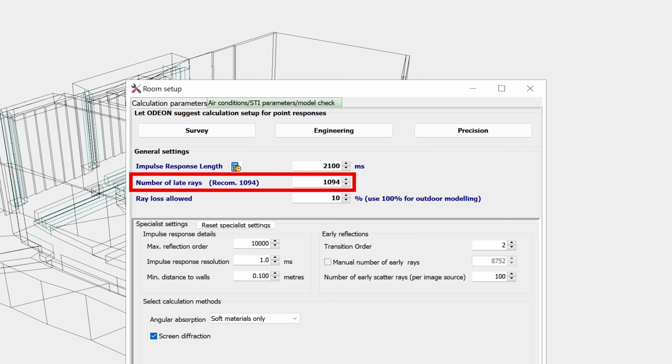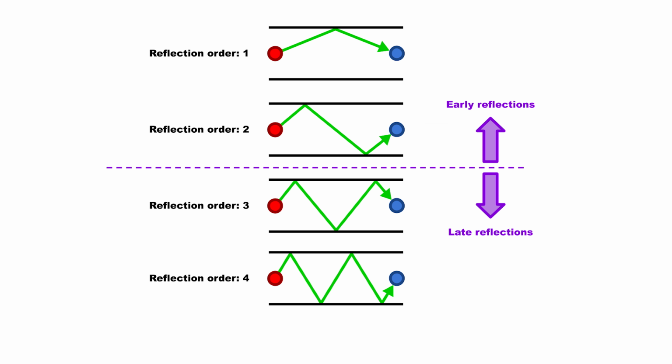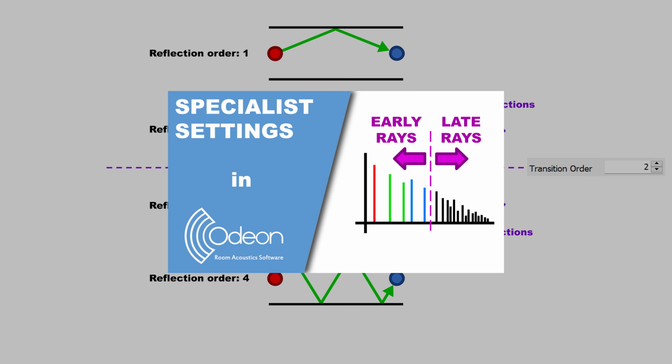For the number of late rays, we will briefly explain ODEON's calculation methods. Reflections will be classified as early reflections or late reflections depending on the reflection order. The transition order is the reflection order at which ODEON makes the distinction between the two types. The default transition order is 2, meaning that reflections up to the second order will be considered early, and higher reflection orders are considered late. This can be changed, but it is an advanced parameter that will be addressed in our video on specialist settings.